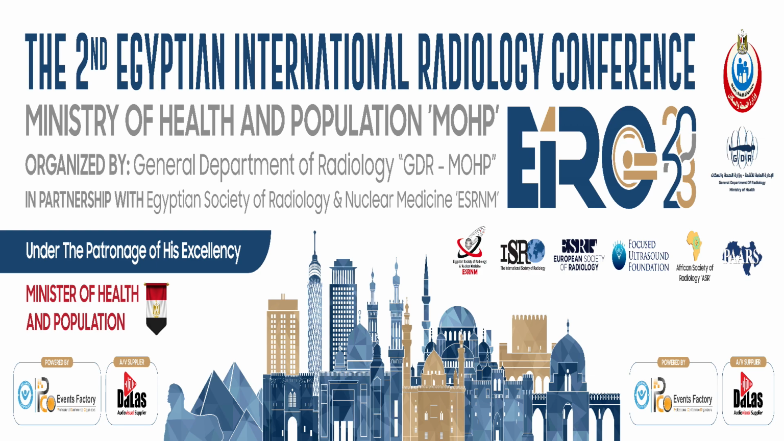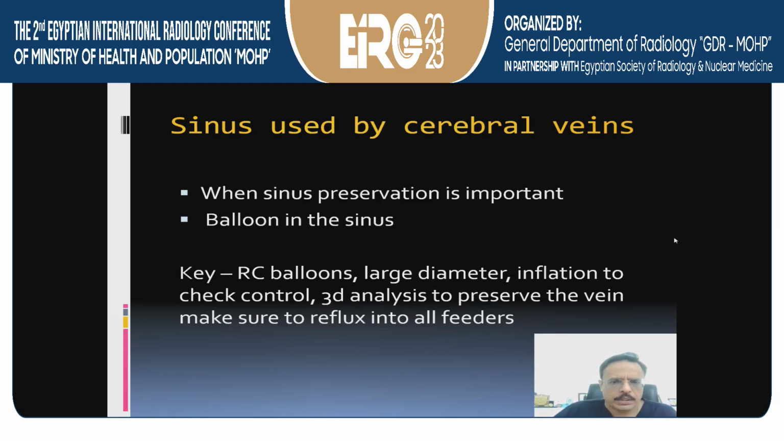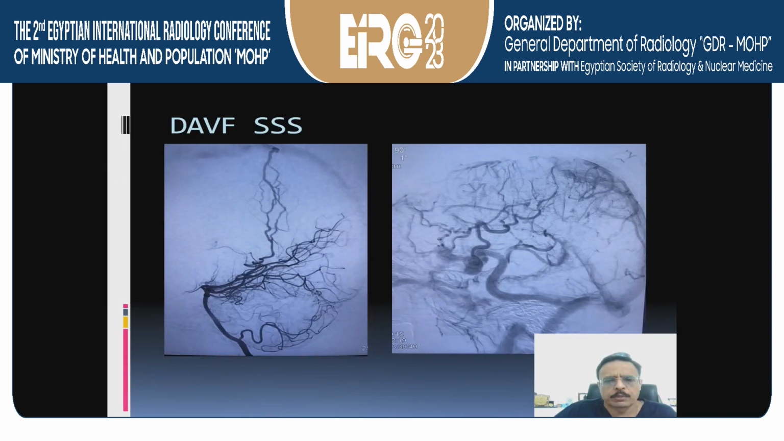So how do we preserve the sinus when it is used by cerebral veins, which is again a different channel? How do we preserve the sinus in this? Some high flow fistulas into the sinus and a critical sinus. And then we use a balloon in the sinus. These are known as RC balloons, which are large diameter and they take the shape of the sinus as well. We do inflation to check the control, and 3D analysis to understand the anatomy completely.